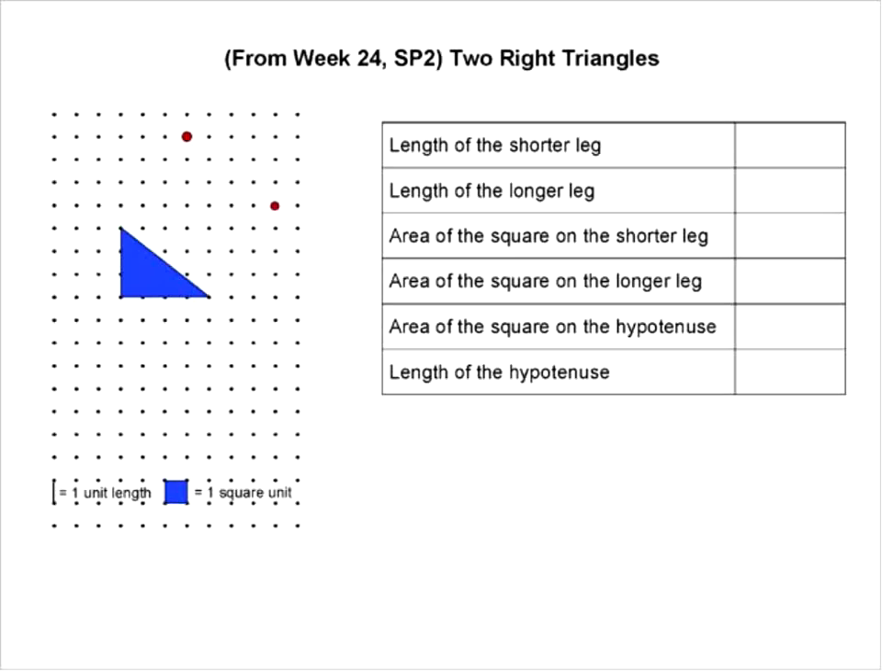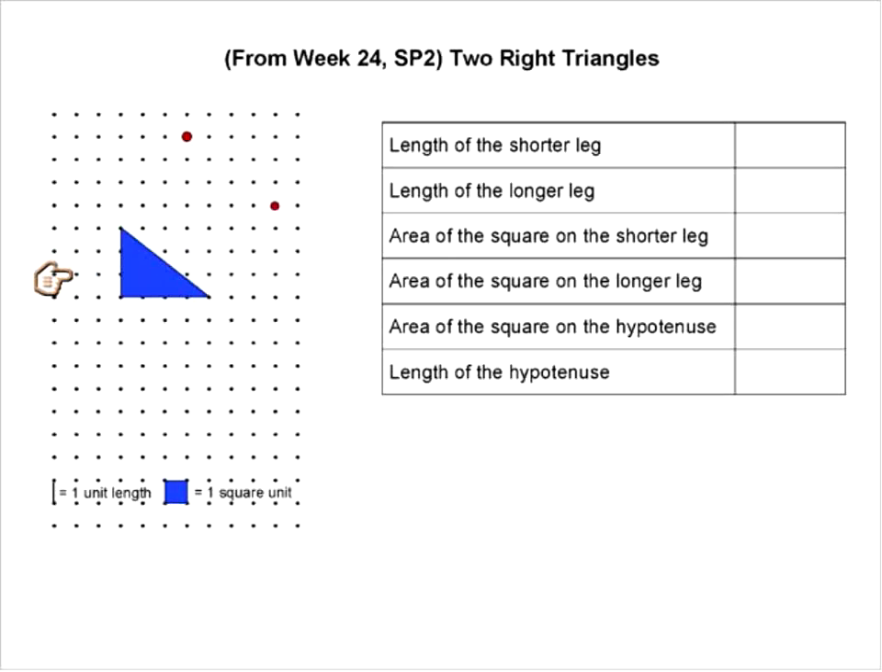So this is from SP2 in week 24. Here's a right triangle in blue. And we are going to define the distance between two horizontally or vertically adjacent dots as one unit of length.